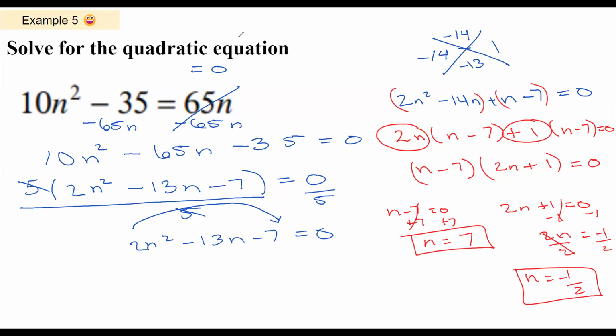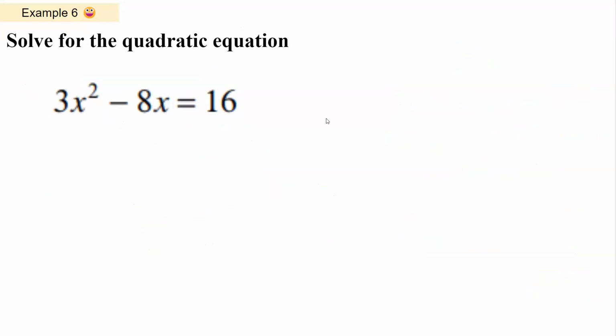I want you guys to do one more on your own, and let's see if you got this. And I'll let you have your quizzes. Go ahead and try this one. Let's see if you got this one. 3x squared minus 8x equals 16. All on your own. And I'll pick people randomly. You guys got this.